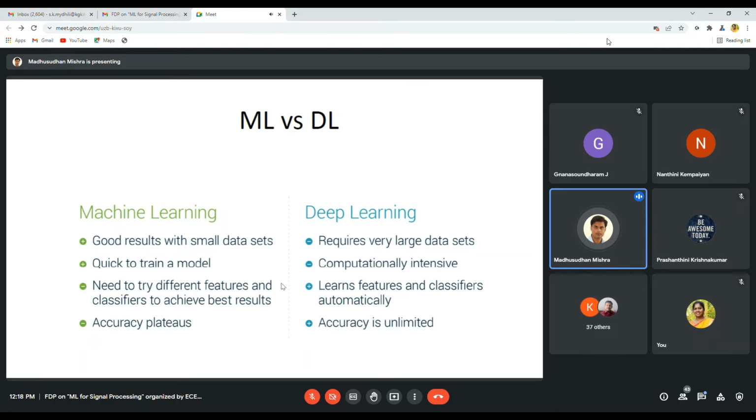In machine learning, there is a need to try different features and classifiers to achieve the best result. Whereas in deep learning, there is no need for manual feature extraction and selection. Deep learning learns features and classifier by itself. And in machine learning, we may have accuracy plateaus, but in deep learning, accuracy is a bit unlimited.